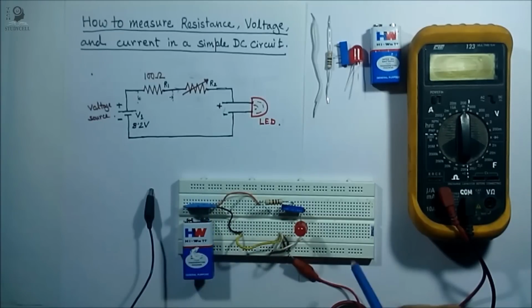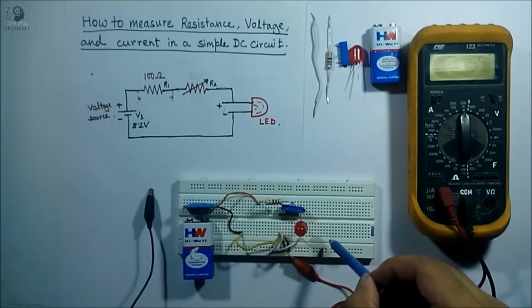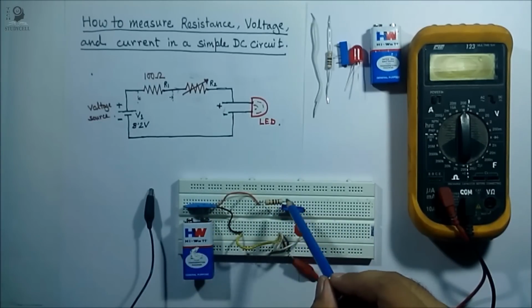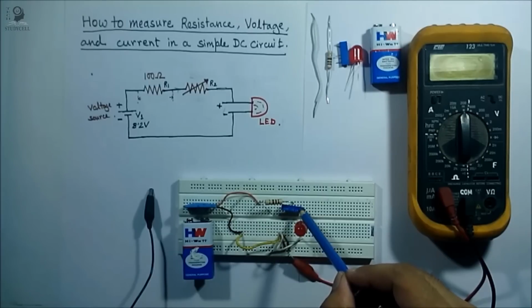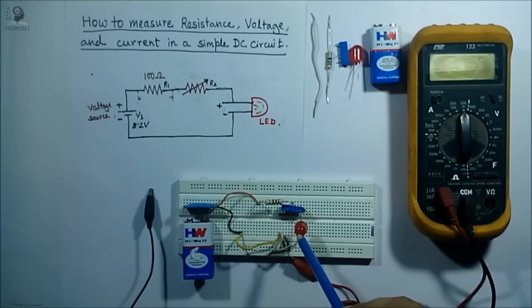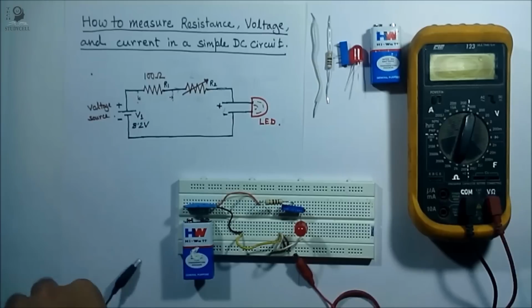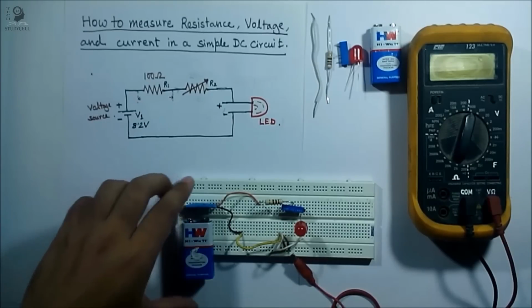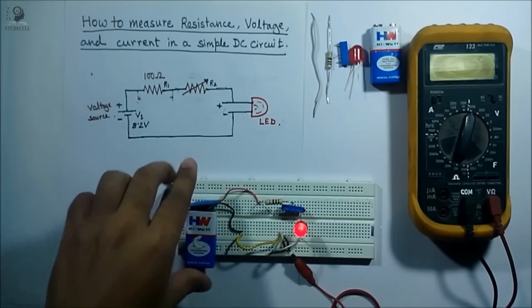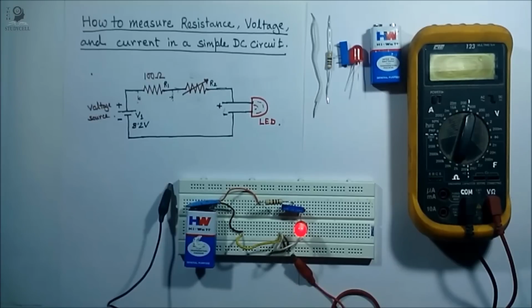Now the same circuit is implemented on this Vero board. There is a voltage source, both R1 and R2 are connected in series, and this LED acts as a load. Now if we connect the circuit, the LED will glow as the circuit is complete.